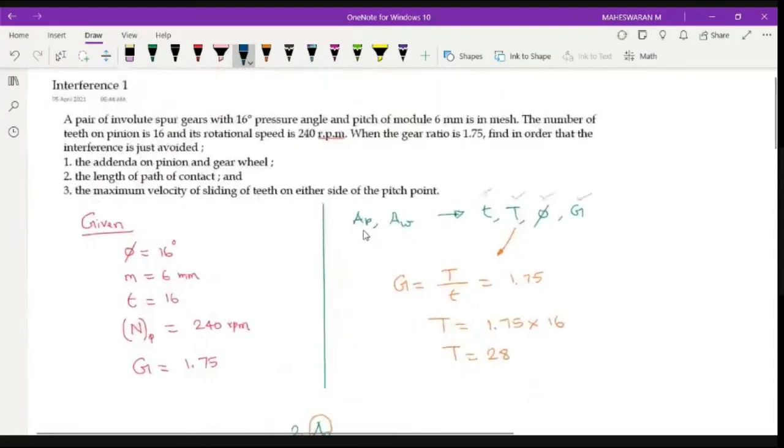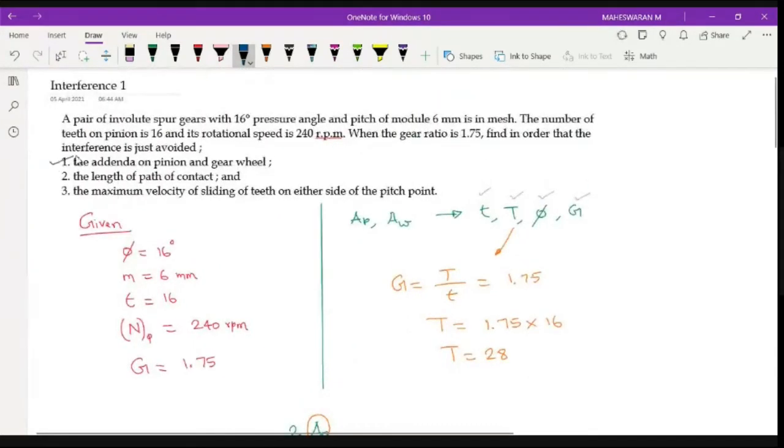Now we'll proceed with the next one. I think this part is over. Next, we have to go for the length of path of contact. How to identify the length of path of contact? Formula for length of path of contact. We say that length of path of approach and length of path of recess, this is what we'll be identifying. For these two, what data is required? You need R, you need RA, you need phi. Any other data other than this?